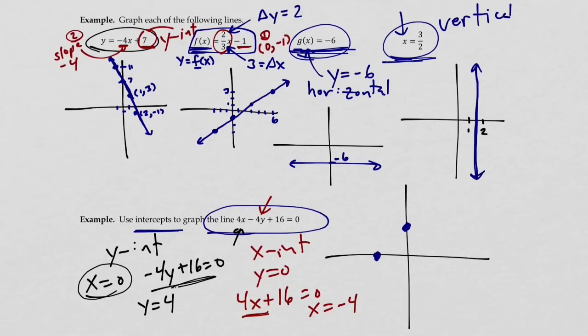And so our line is going to go through those 2 points. And this is kind of one situation where maybe it's not absolutely necessary to find a third point on the line. But we could try to do that to check our work.